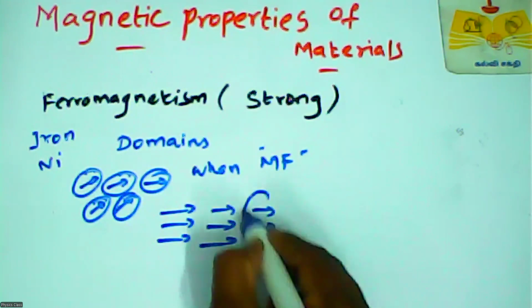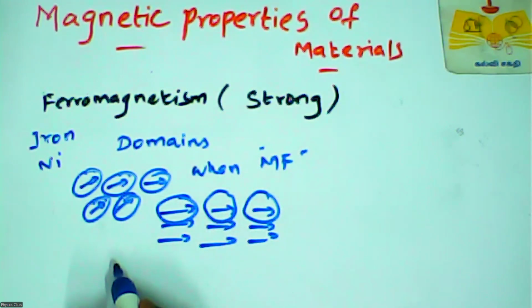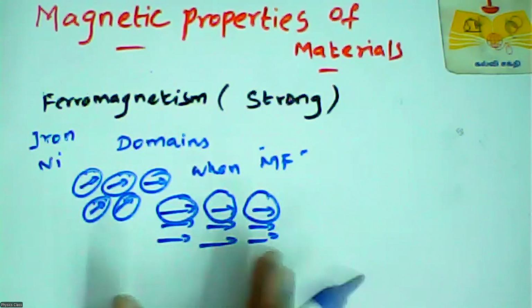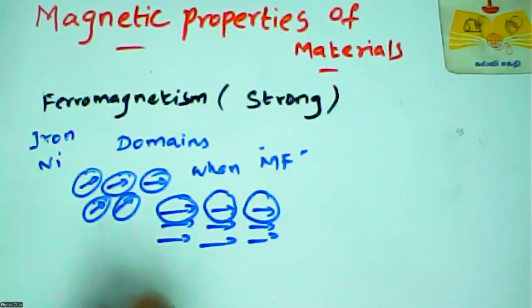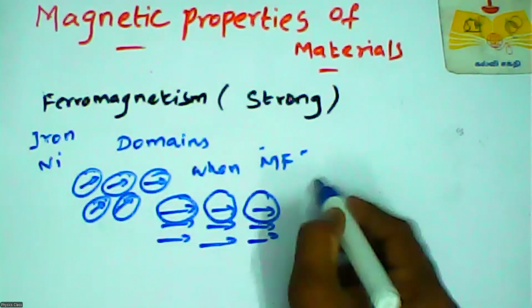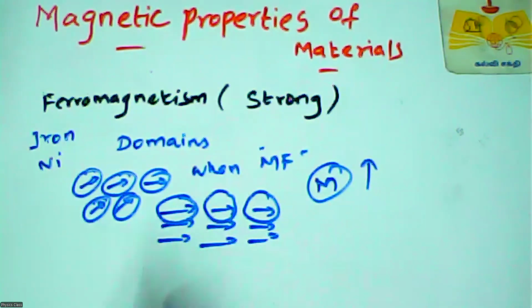grow in size, and domains not aligned rotate to align with the field. So this results in very strong magnetization.